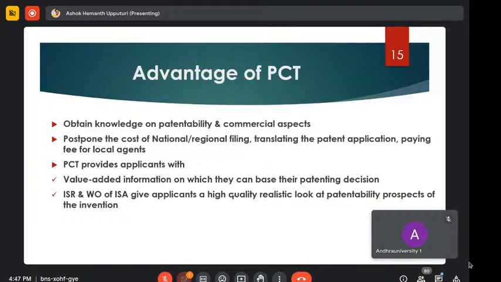And in the PCT, the International Search Report and written opinion of the International Search Authority give applicants a high-quality, realistic look at the patentability prospects of the invention. So I will discuss this line in the next slide.